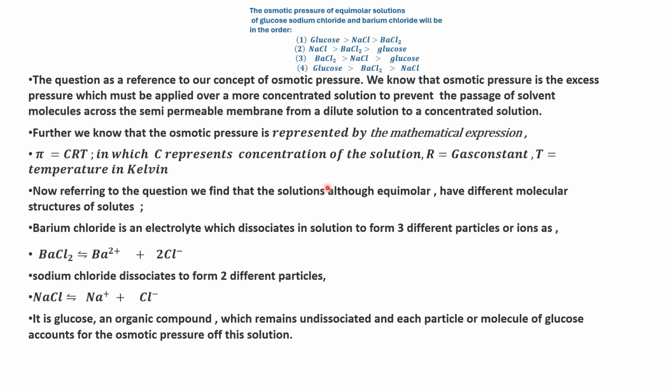osmosis is nothing but the passage of the solvent molecules through a semi-permeable membrane from a solution of lower concentration to the higher concentration. And if an excess pressure is applied over the more concentrated solution to prevent the passage of the solvent molecules across the semi-permeable membrane from a dilute solution to a concentrated solution, that is the osmotic pressure, and it is given by the relation pi is equal to CRT.